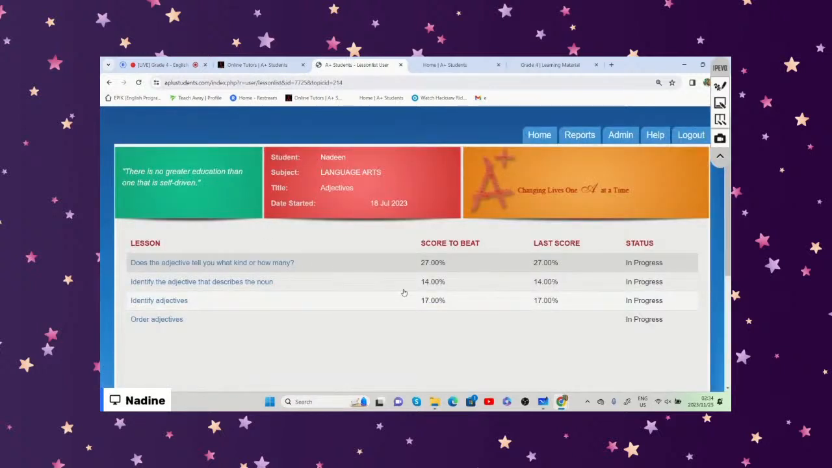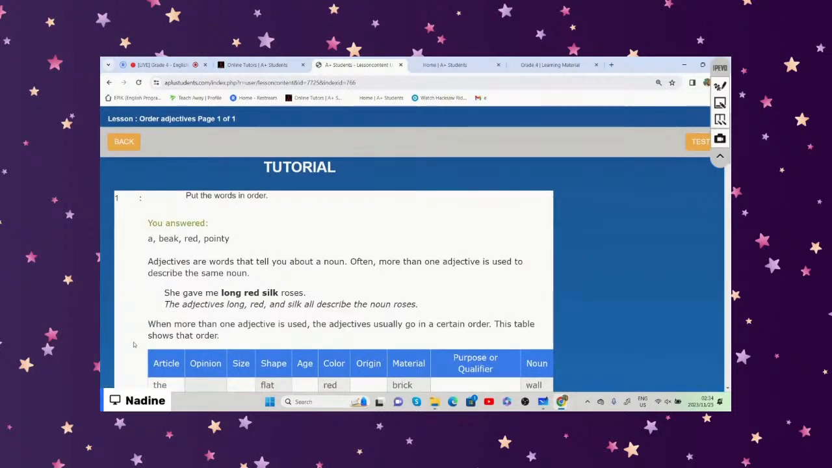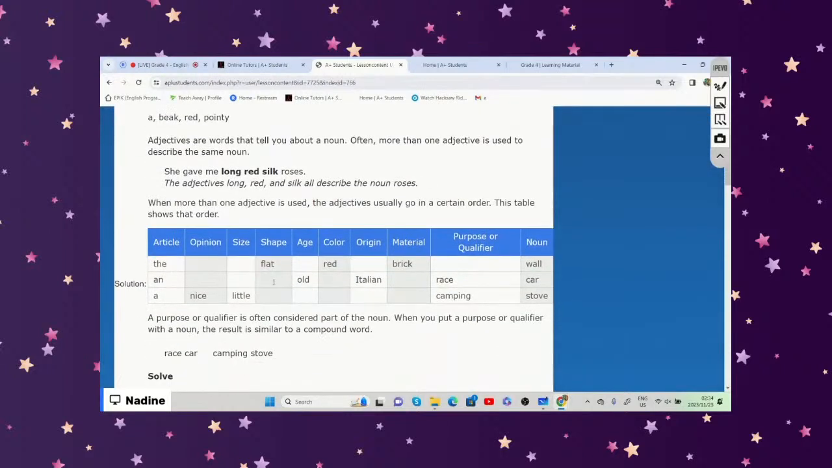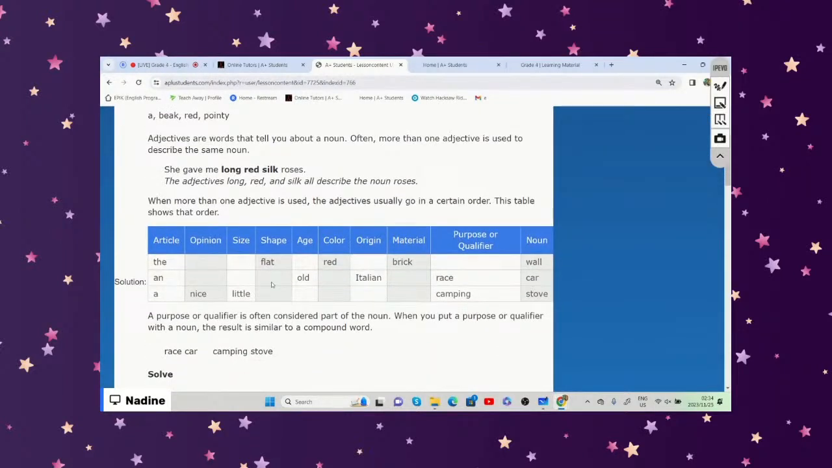Now we're going on to the next lesson, which is to order adjectives. We are now going to order adjectives. So an adjective, yes, it still tells us about the noun. It describes the noun or it modifies the noun. But in certain sentences, there are words with more than one adjective, meaning that they describe or tell us about the noun in multiple ways.